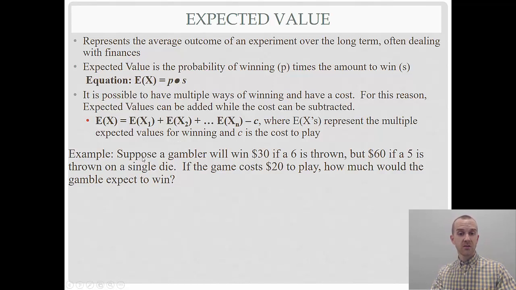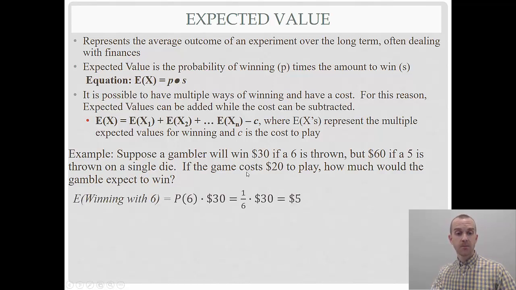So let's look at the idea of gambling. Say a gambler will win $6 if a 6 is thrown, but $60 if a 5 is thrown on a single die. However, it will cost him $20 to play each time. So how much would the gambler expect to win? So we treat each of these situations, these ways that he can win, as separate, and we add those expected values together, and then we're going to subtract out the average cost to play.